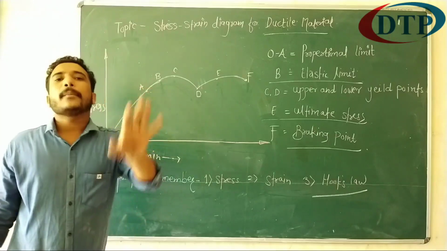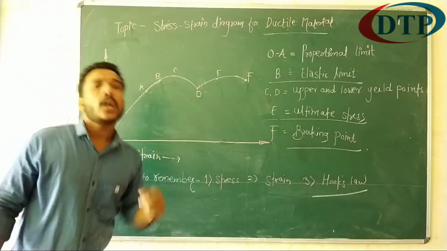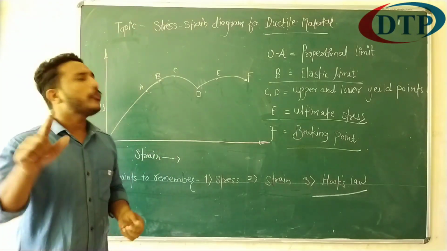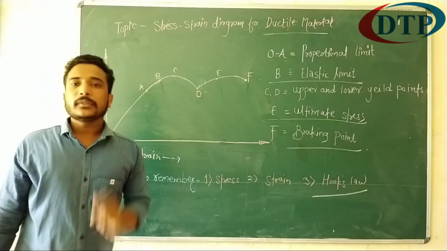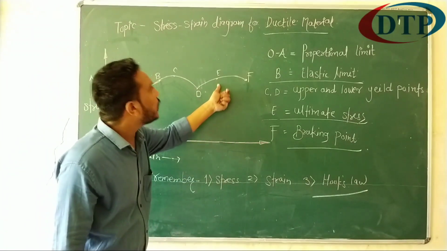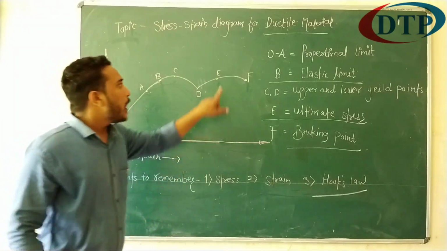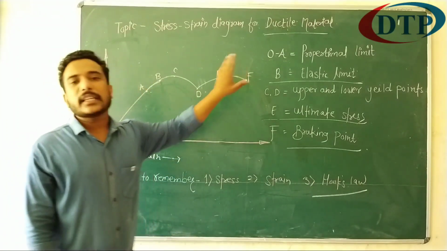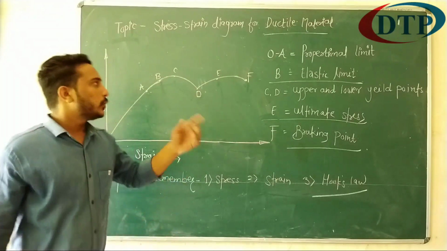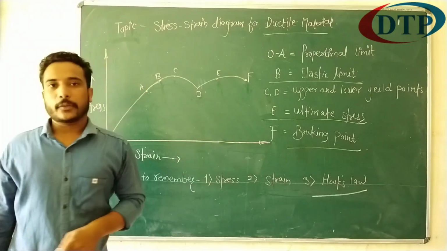E is the point where the maximum stress is generated. For obtaining maximum stress, we require the maximum strain energy. So this point is called the ultimate stress point. After point E, the breaking occurs in the component, so this point is called the breaking point.